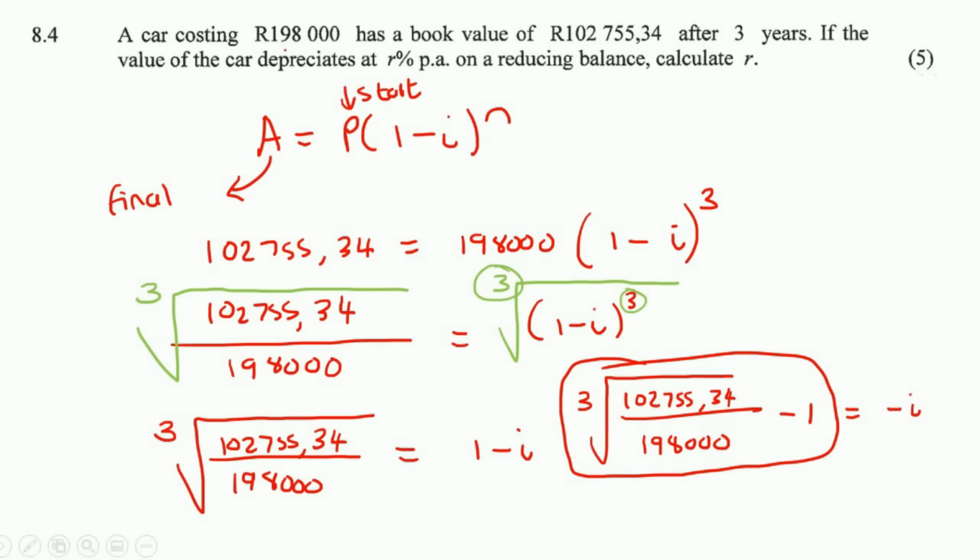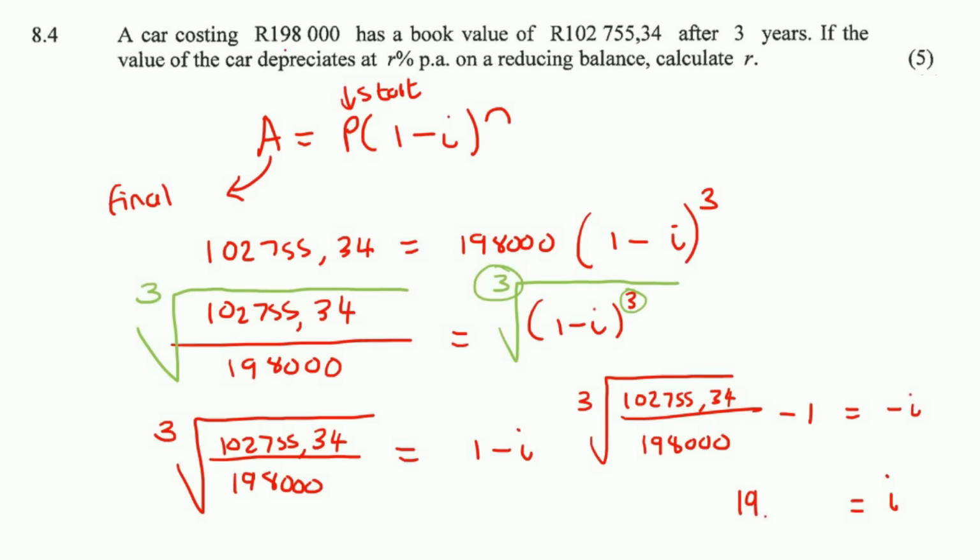Before you round off, remember to multiply your answer by 100, or you can first divide by -1 just to get rid of the negative, but then after that, don't round off, and then multiply your answer by 100 to see what I will become. So if you go do all of this correctly, you should get a final answer for I as 19.64%.